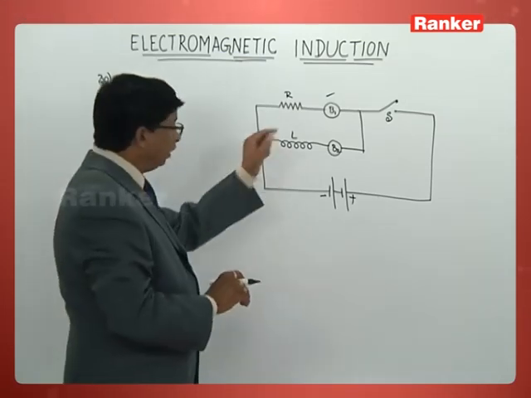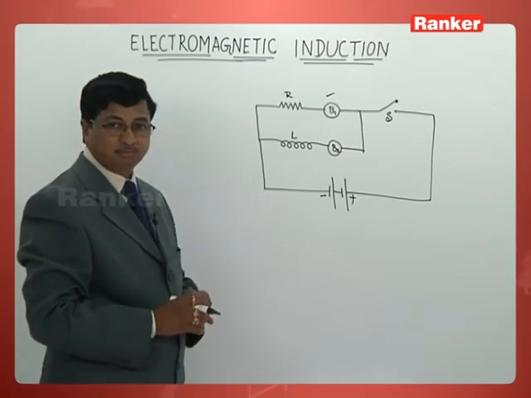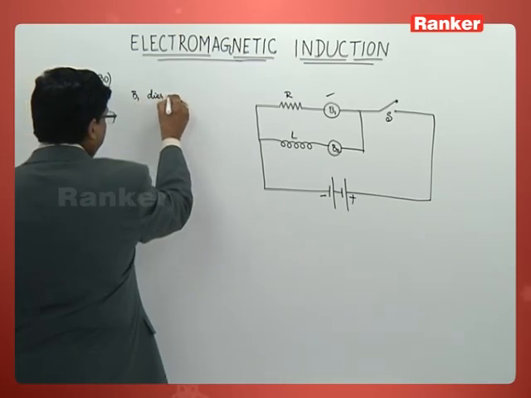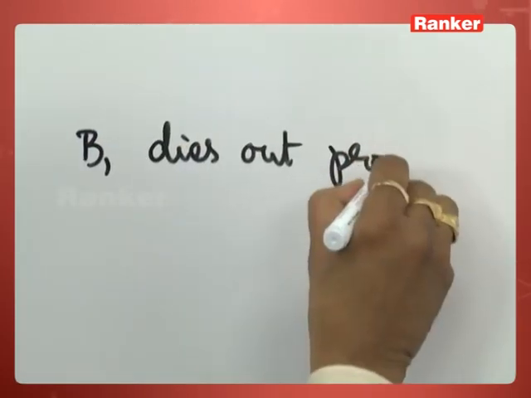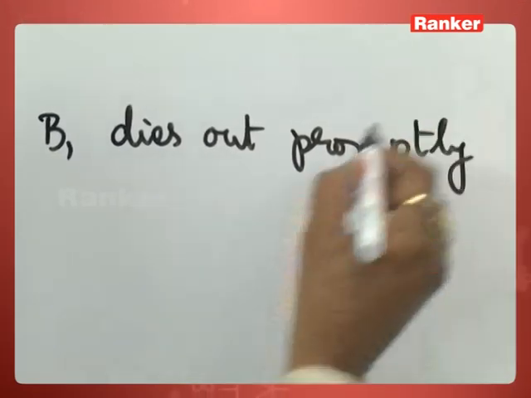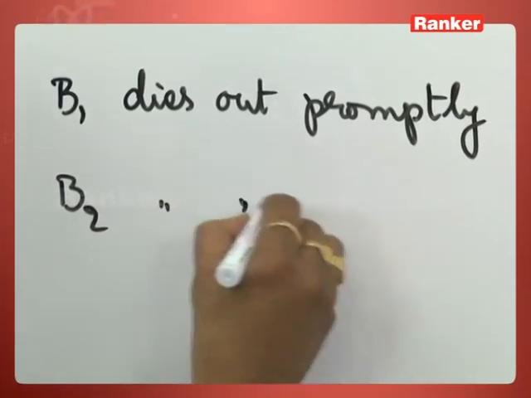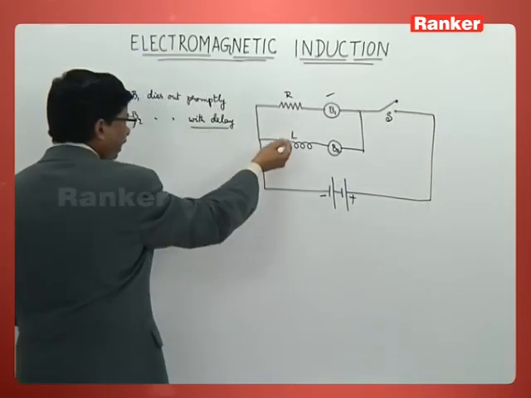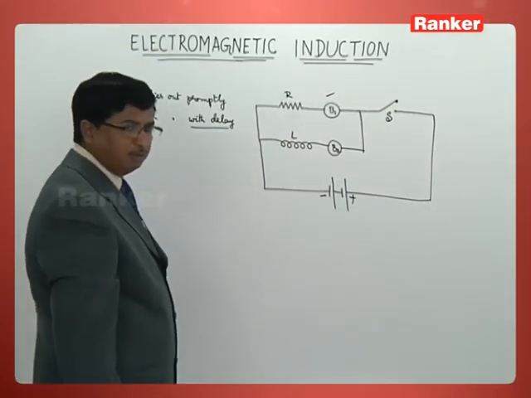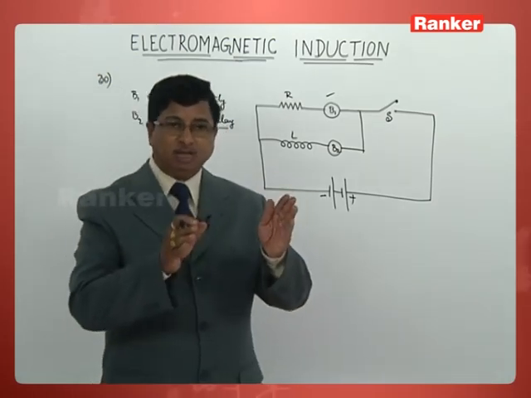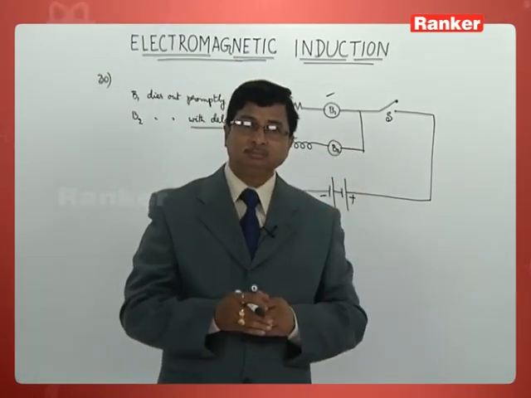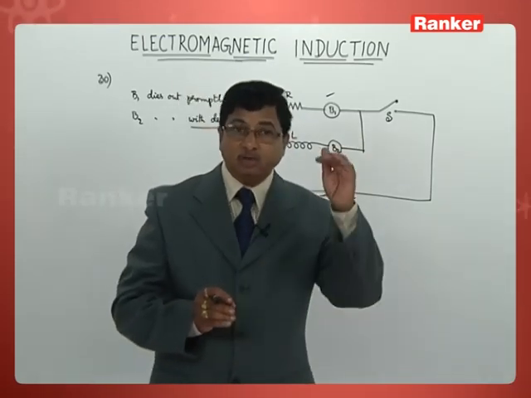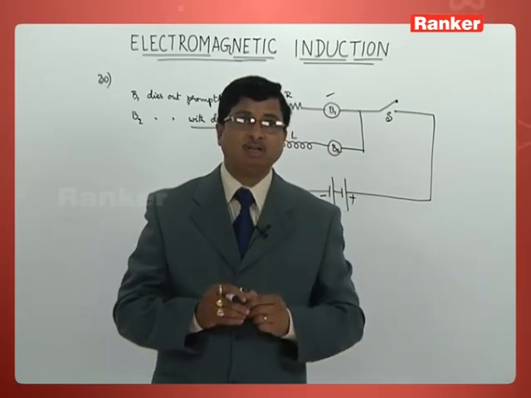In the sense, B1 dies out faster, that means promptly. So we can understand directly, B1 dies out promptly and B2 dies out with delay. What for? You can directly understand. L, of course, is inductance. When you consider, the current abruptly will never come back to 0 from maximum. It takes its own time. Slowly it decays, exponentially it decays. We know these points very well.